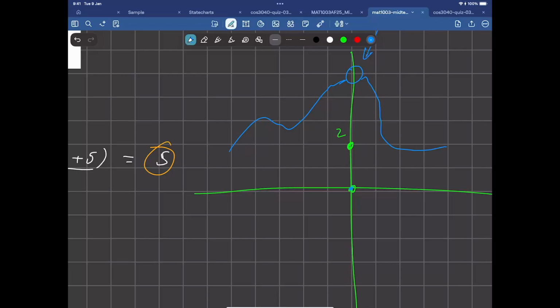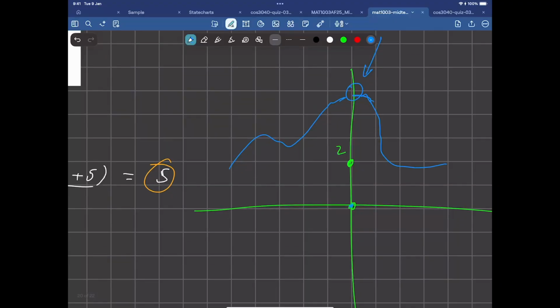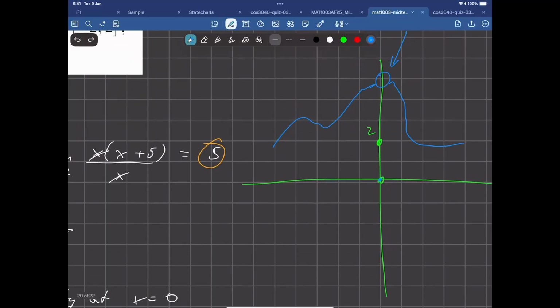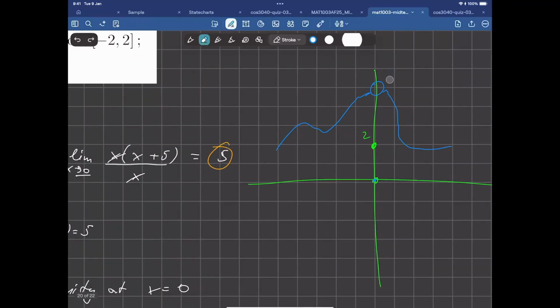So why do we call it a removable discontinuity? Because if we were to ignore that point, then everything else is smooth, right? It's one point that's off. A jump discontinuity is quite different. So how would the jump discontinuity look? For a jump, the two sides wouldn't be approaching the same value. In this case, both sides are approaching 5. But for a jump discontinuity, the other piece of the function could be approaching a totally different value. So that's the difference between the two.